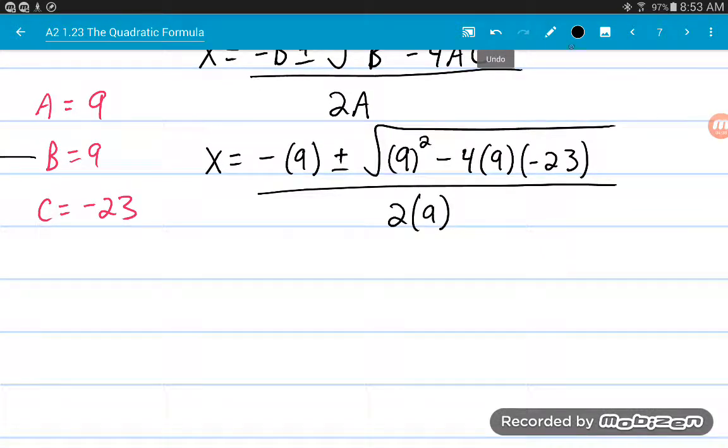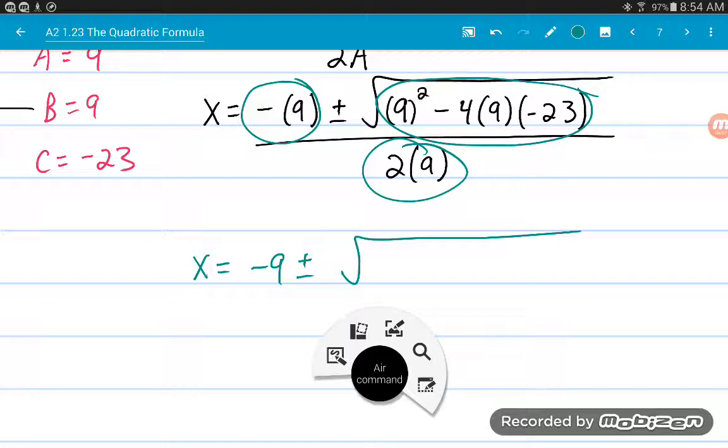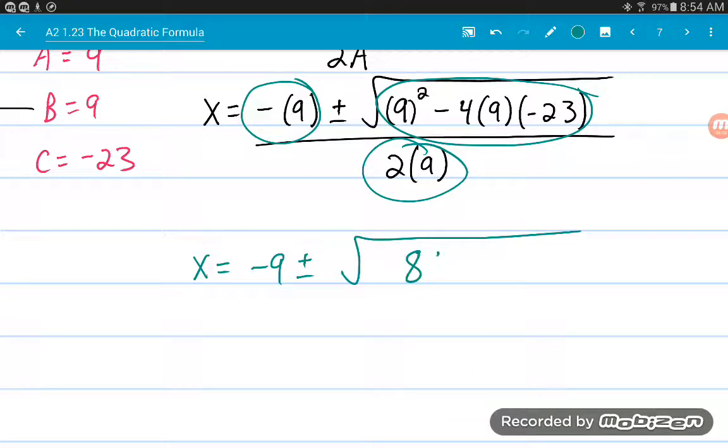Now we're going to simplify a couple things in the calculator. Simplify this, and simplify this. Once I do, I'm going to get x equals negative 9 plus or minus the square root of, what's the number? 81? Okay. So underneath here, if you plug this into your calculator exactly the way it's written, you're going to get 81. On the bottom, you get 18.